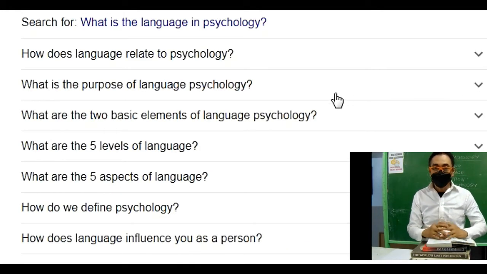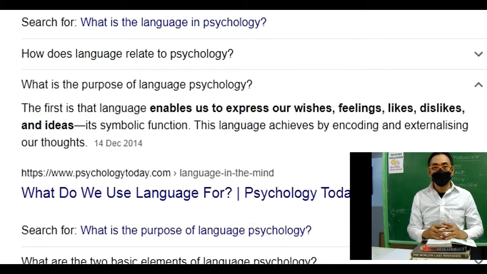The other question is, what is the purpose of language in psychology? The first is that language enables us to express our wishes, feelings, likes, dislikes, and ideas. Its symbolic function, language achieves by encoding and externalizing our thoughts.